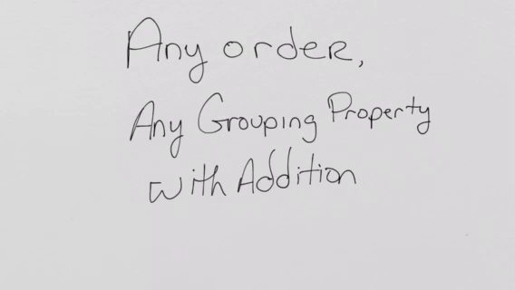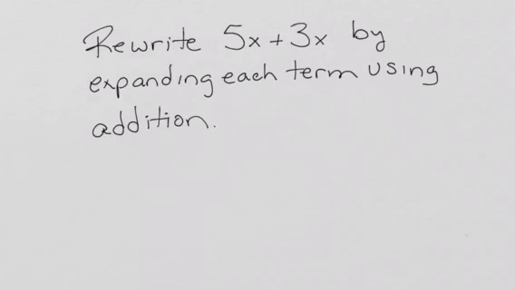And we're going to start out with a thing called any order, any grouping property with addition. What this basically means is that when you're adding numbers, you can add them in any order that you want. Like 3 plus 4 plus 5. I could do the 3 plus 4 and get 7. 7 plus 5 is 12. Maybe I want to add the 4 plus 5 together first, and then add 3 on the end. I'd still get 12. Can I do 3 plus 5 and get 8, and 8 plus 4 is 12? Sure. When it's all adding, you can do it in any order at any time.